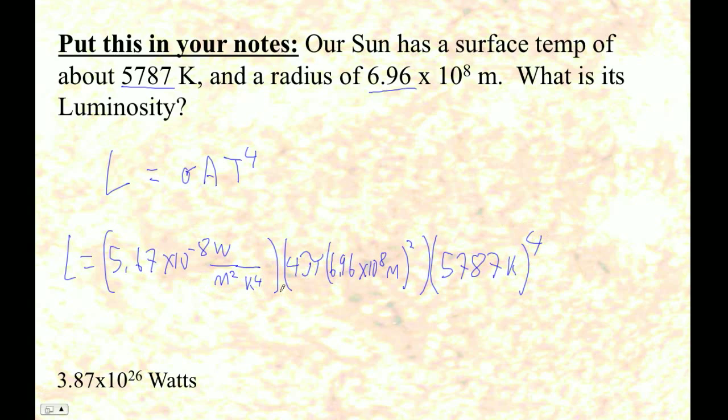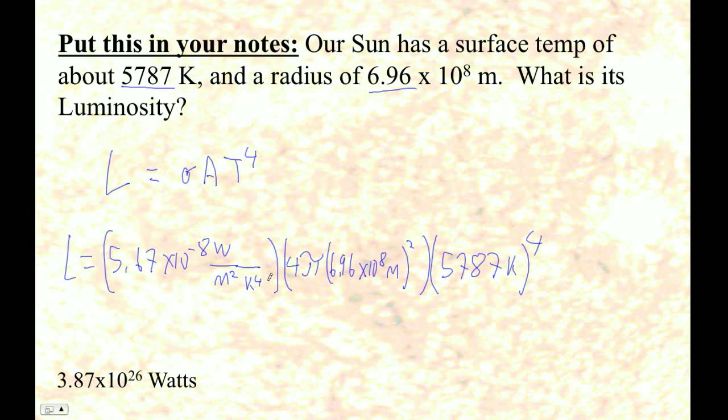Okay, so 5.67 E minus 8 times 4 times pi times 6.96 e to the 8th, and that's squared, times 5787 raised to the 4th power. Do I have it all? It looks like I do. Let's hit enter and see what I get. I got the same answer.